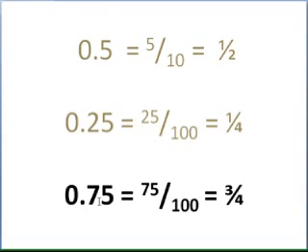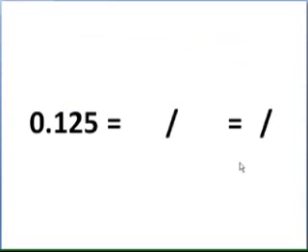And here we have 0.75. We have 75 in the numerator. We have two numbers here, and that gives us two zeros here. 75 100ths simplifies to 3/4. All right, take a look at another example.